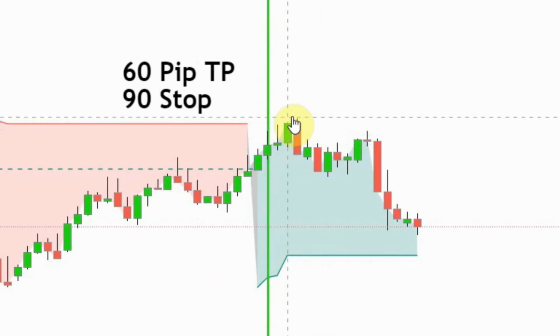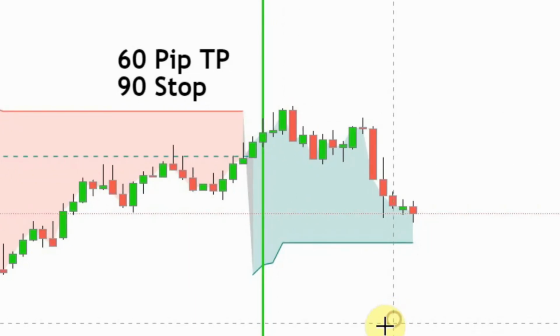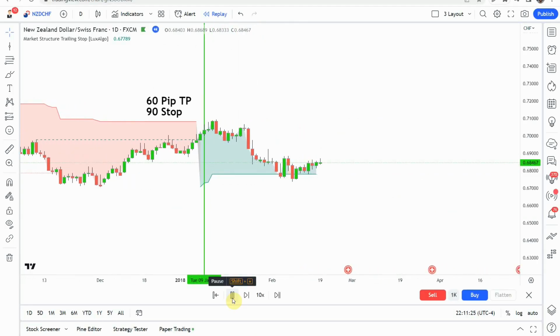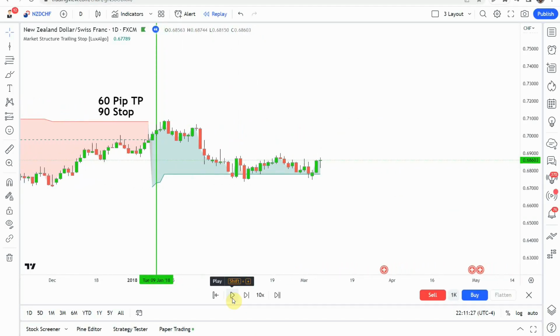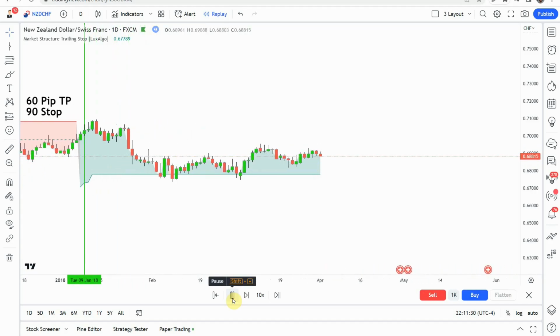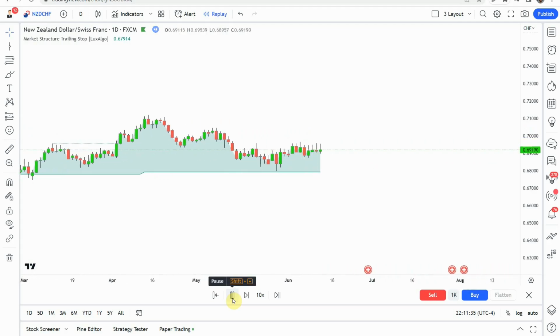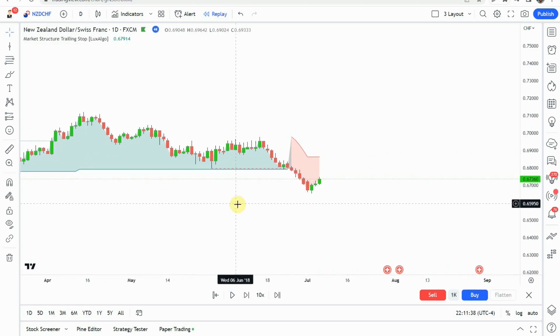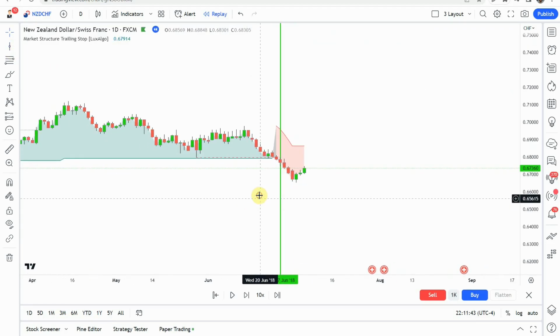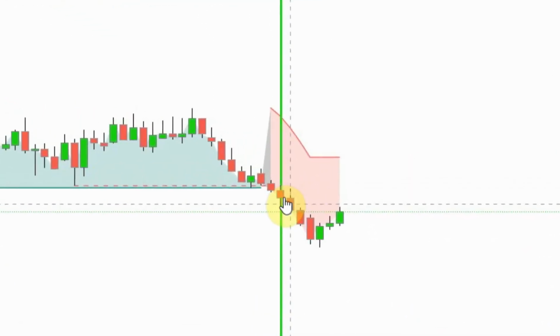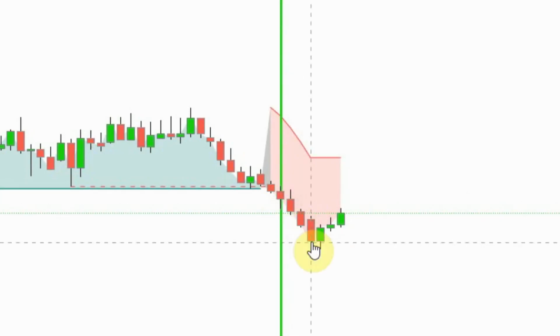You can see that we make a nice push to the upside here. That does get us to our take profit. Let's go ahead and continue on. Alright, so then we pick up a short signal right here on this one. We make a nice push to the downside, and that one's also going to get us to our take profit.